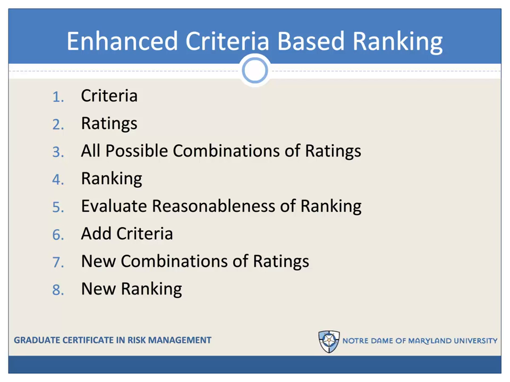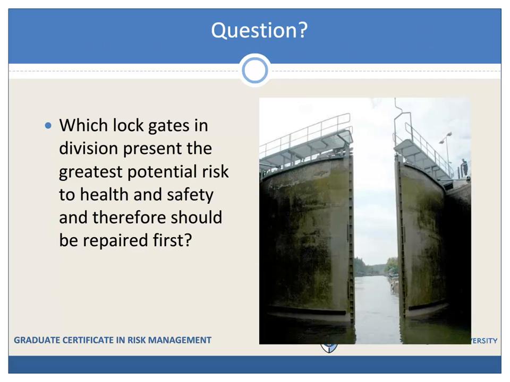Let's see how to use this approach using an example. Risk assessment always begins with a question we're trying to answer. Imagine that risk managers in the U.S. Army Corps of Engineers would like to know the answer to this question. Which lock gates in the United States present the greatest potential risk to health and safety, and therefore should be repaired first? There are many locks and dams in the United States, and so there are many lock gates, far too many to do a quantitative risk assessment on each pair. So we will apply the Enhanced Criteria Ranking Qualitative Risk Assessment tool to this conceptual problem.